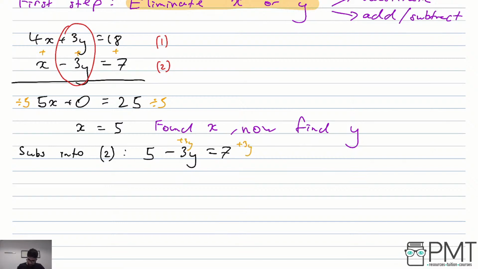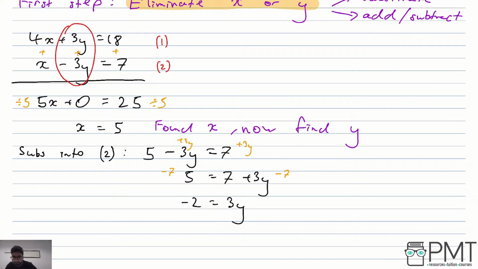3y, 3y. So I'm writing these separately. Depending on how comfortable you are, you don't really need to write these steps, but this gives you 5 is equal to 7 plus 3y, and then you can take away 7 from both sides. So you have minus 2 is 3y.